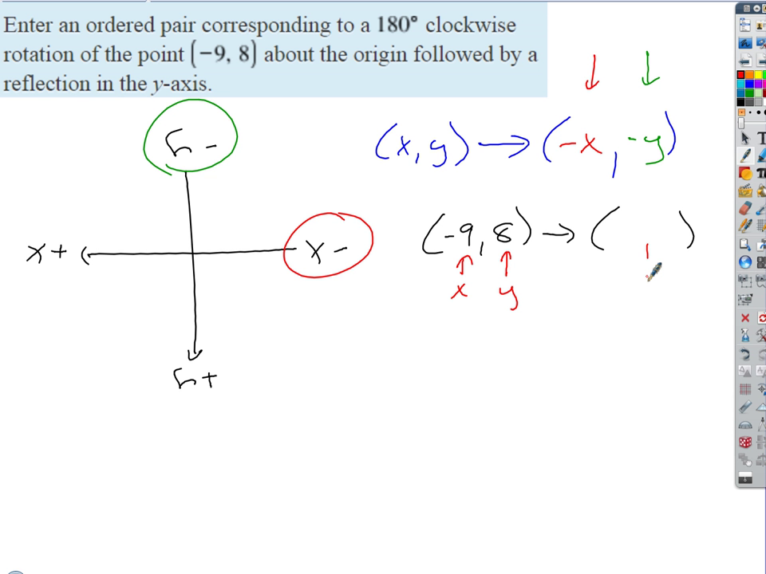Yeah, so we're going to get the opposite of x. So if x is -9, then negative x is positive 9. And if y is 8, then we get negative 8, right? Okay, let's just tweak this a little bit. What if we had instead done something like a 90 degrees counterclockwise rotation? What would that have looked like?